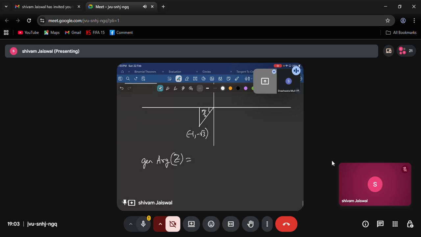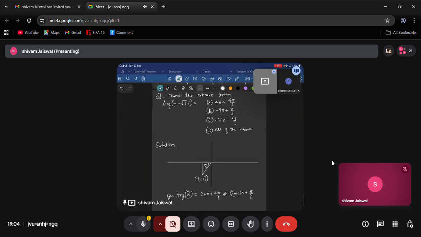General argument of Z will be equal to either 2n pi plus 4 pi by 3 or (2n plus 1) whole pi plus pi by 3. Either it is an odd multiple of pi plus pi by 3 or it is an even multiple of pi plus 4 pi by 3. Now you have to check with the options. In which option do you find an even multiple of pi plus 4 pi by 3? Option A. Option A is correct.